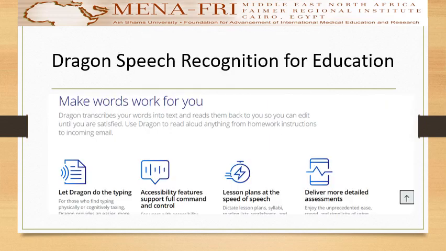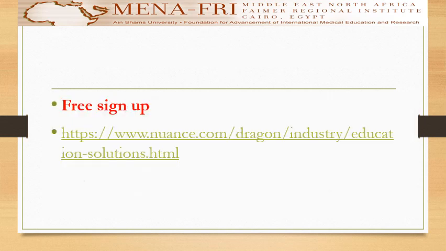Number two, Dragon Speech Recognition for Education. This tool makes words work for you. Dragon transcribes your words into text and reads them back to you so you can edit until you are satisfied. Use Dragon to read aloud anything from homework instructions to incoming email. You can use this link for the Dragon tool.